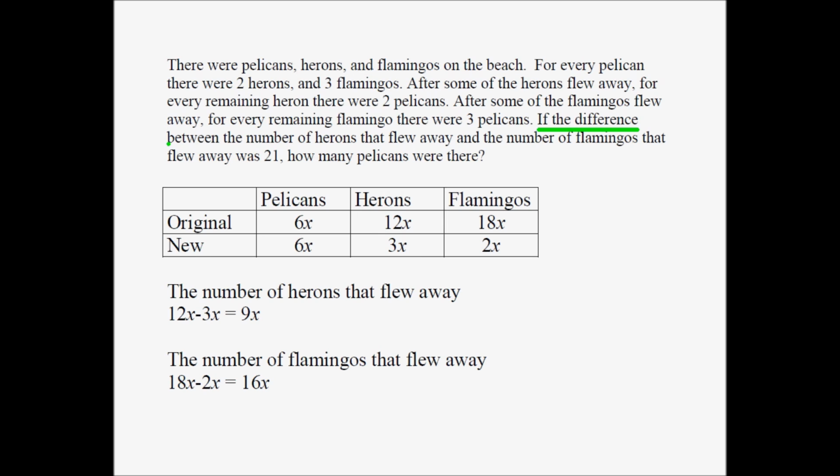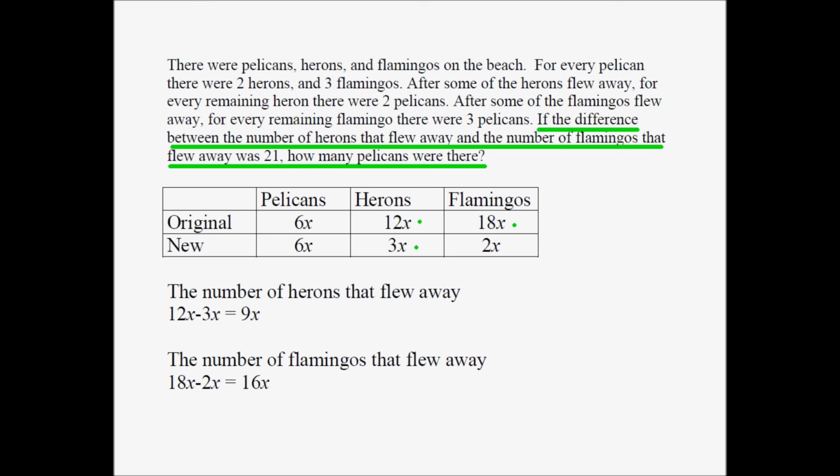This line, if the difference between the number of herons that flew away and the number of flamingos that flew away was 21, how many pelicans were there, is the line that we're going to be using to write our final equation that we will use to find the value of x. So first let's find the number of herons that flew away. This is the original number of herons. This is the new number of herons. Some of them flew away. So if you subtract 3x from 12x, you're going to get 9x. That has to be the number of herons that flew away.